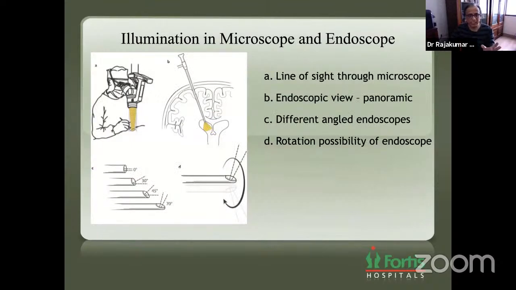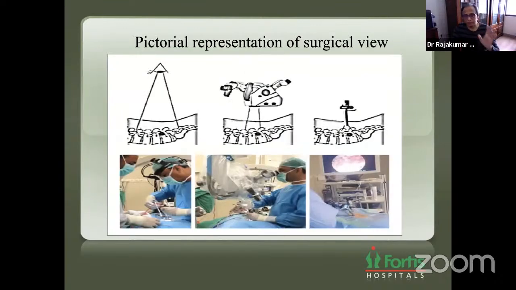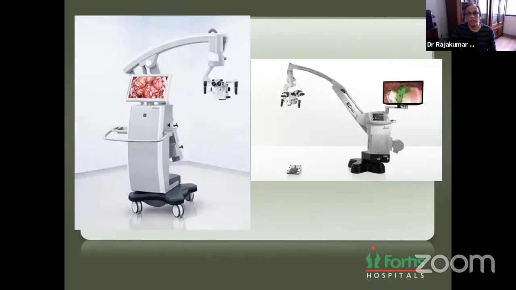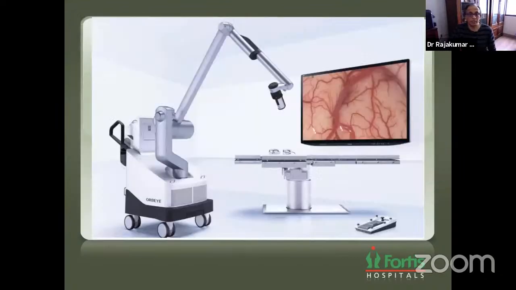This is what I was trying to tell you, that in the microscope, you have a focus which becomes narrower and narrower. In an endoscope, it's a very, very nice panoramic view as you go. One of the advantages of endoscopes is that you can see at corners. And this is a pictorial representation of what you see. There are many kinds of microscopes. We are used to one set of microscopes from the Zeiss. I've been using my Zeiss microscope for 35 years.